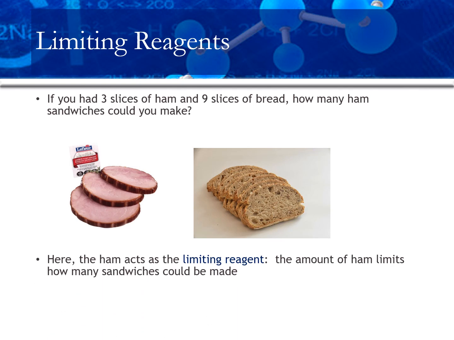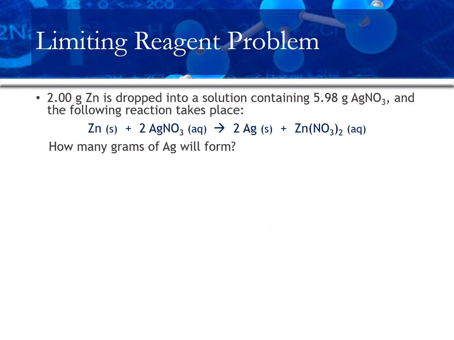We have similar situations in chemistry, of course. Again, if a problem specifies both amounts of substances, 2 grams of zinc is dropped into a solution containing 5.98 grams of silver nitrate. I've told you the amount of both reactants in a balanced chemical equation. One of those is going to run out first. Which one is it? The question is, how many grams of silver will form? Silver is this product. Don't just think of silver as anything containing silver.